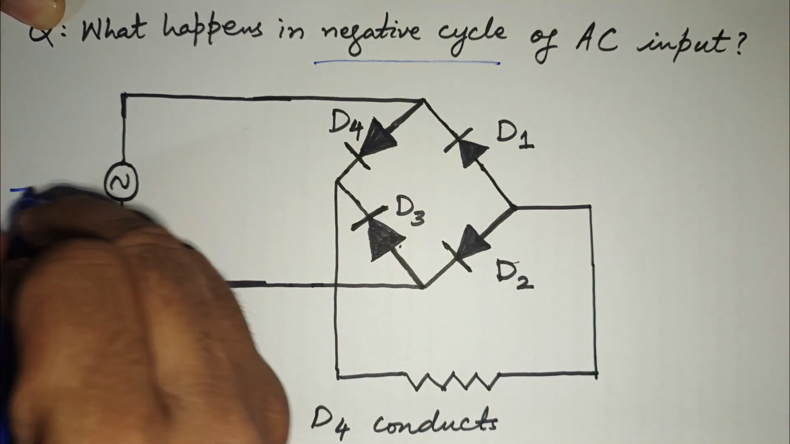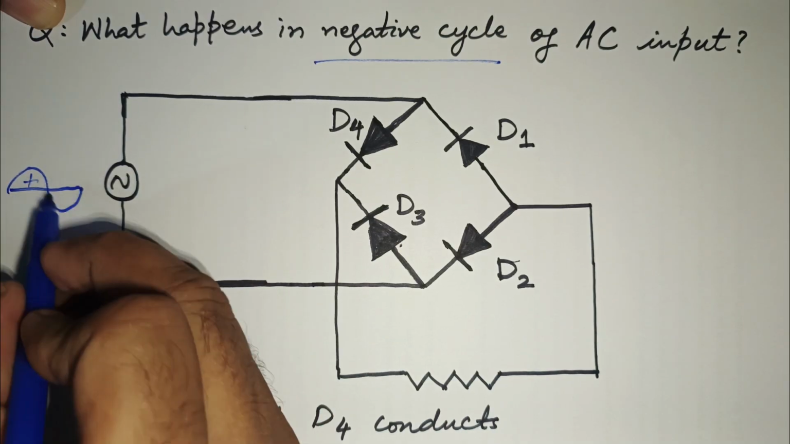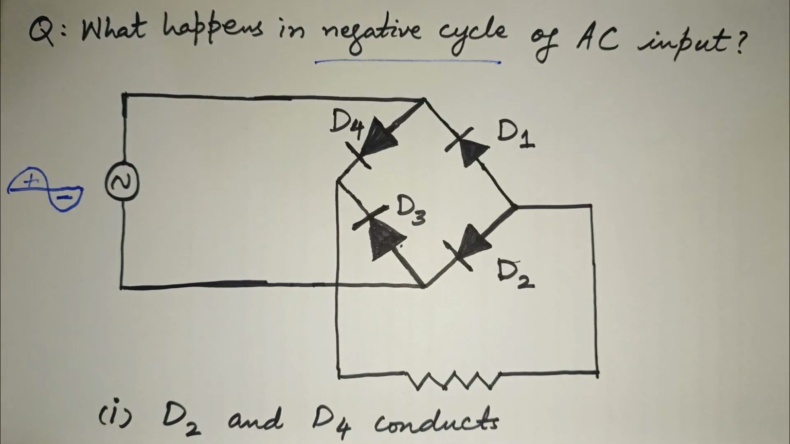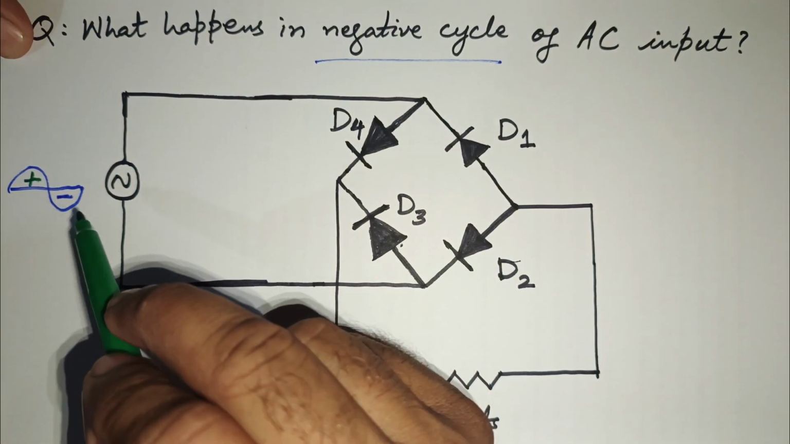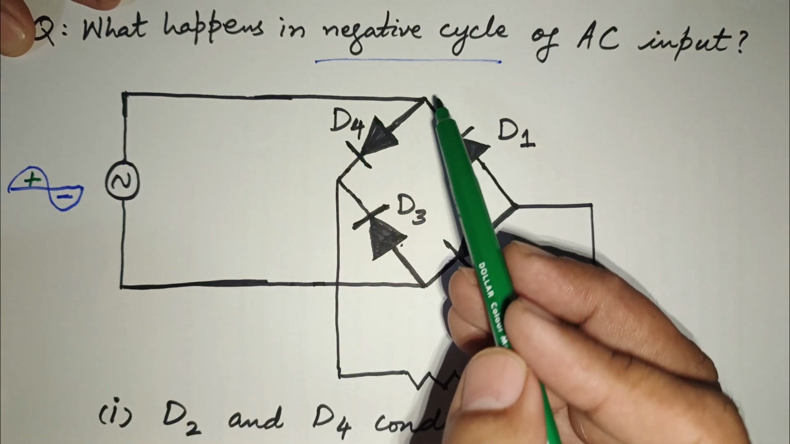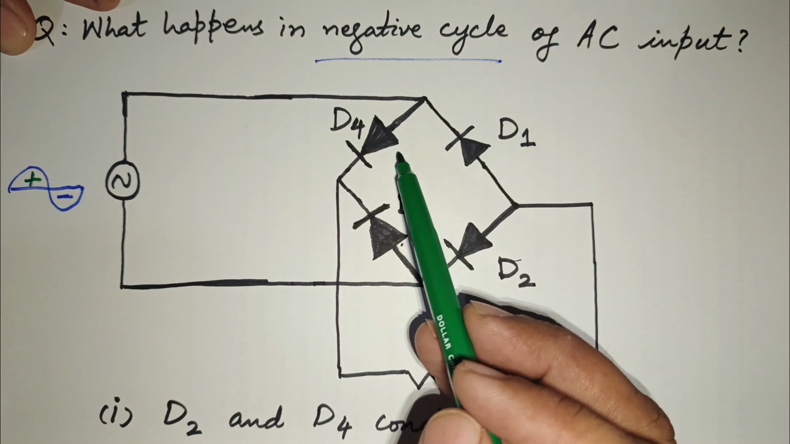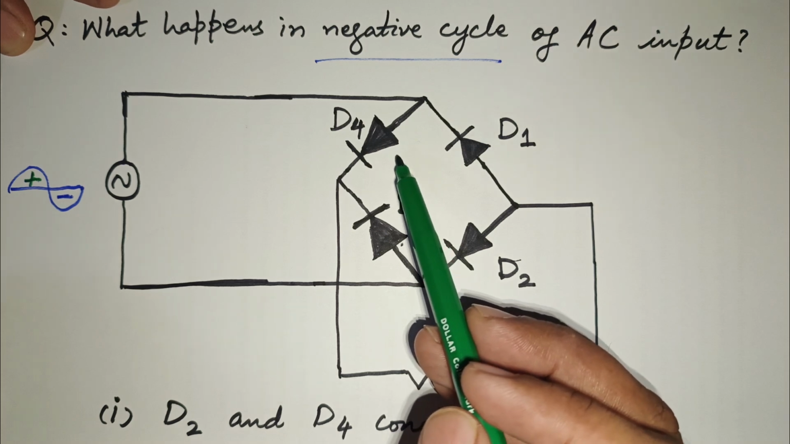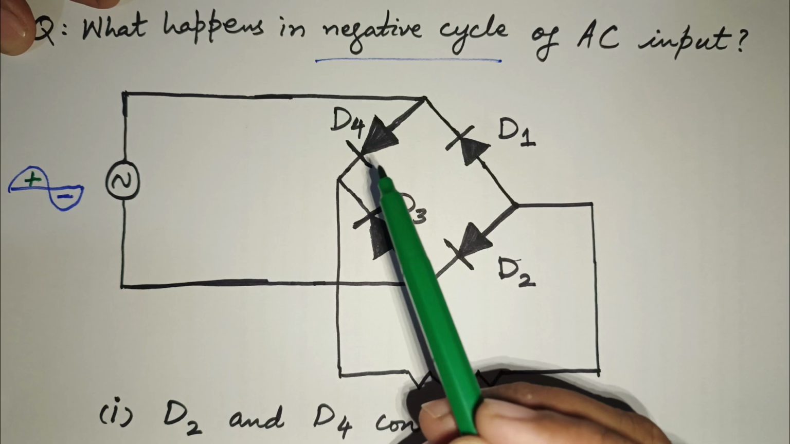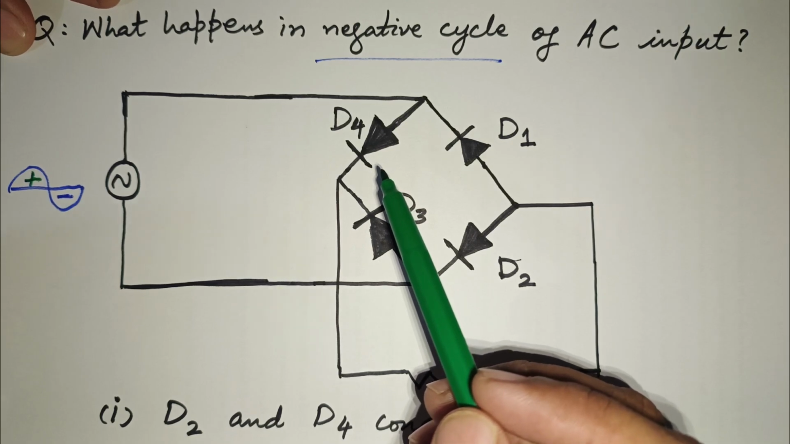You know that AC cycle is like this. This is positive one and this is negative one. First the positive cycle will come and then the negative one. As the question is about negative cycle, so we will deal with the negative cycle. We know that the diode conducts only in forward direction. Means when it is forward biased, it conducts. When it is reverse biased, it will not conduct.